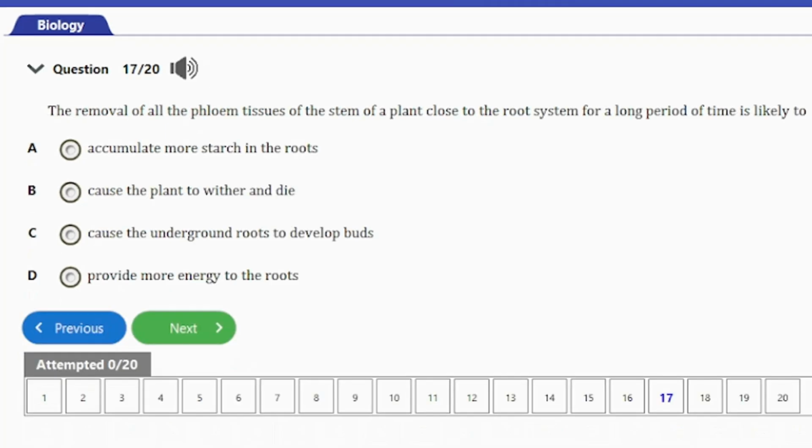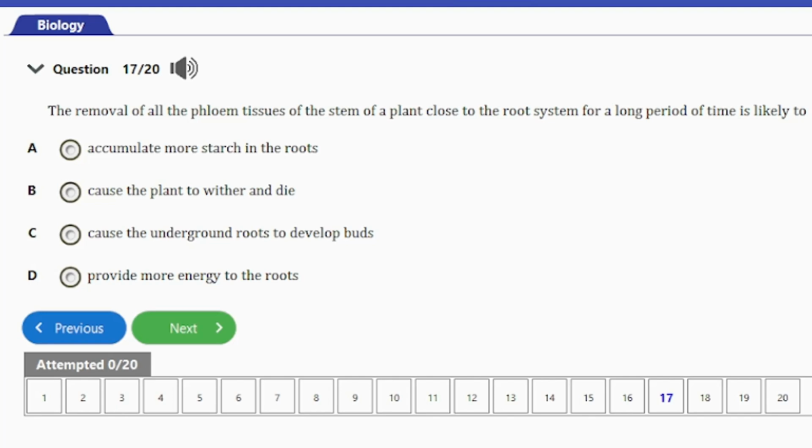So let's consider the next question, question number 17. It says, the removal of all the phloem tissues of the stem of a plant close to the root system for a long period of time is likely to A, accumulate more starch in the roots, B, cause the plants to wither and die, C, cause the underground roots to develop buds, and D, provide more energy to the roots.